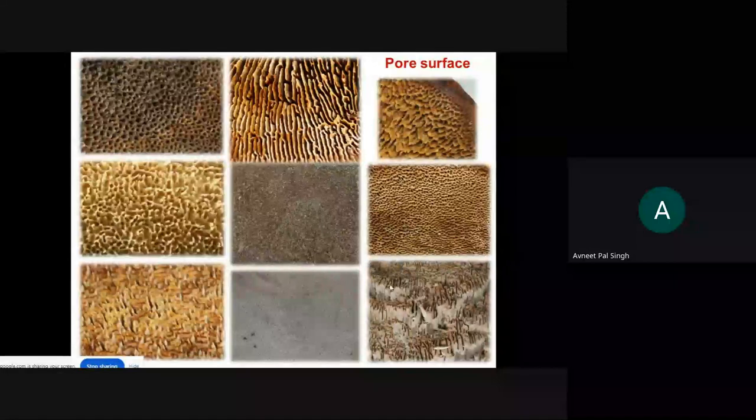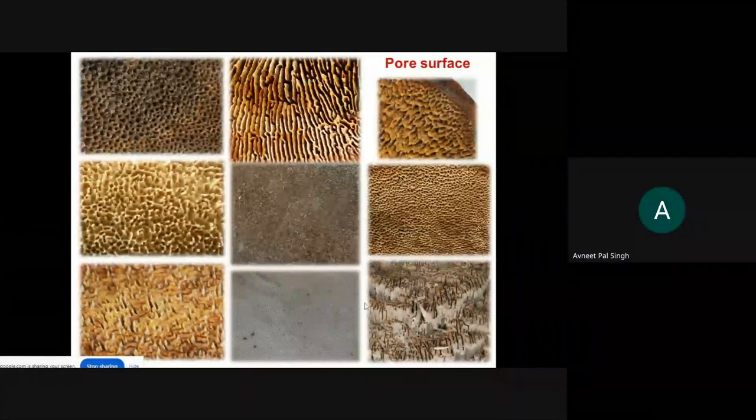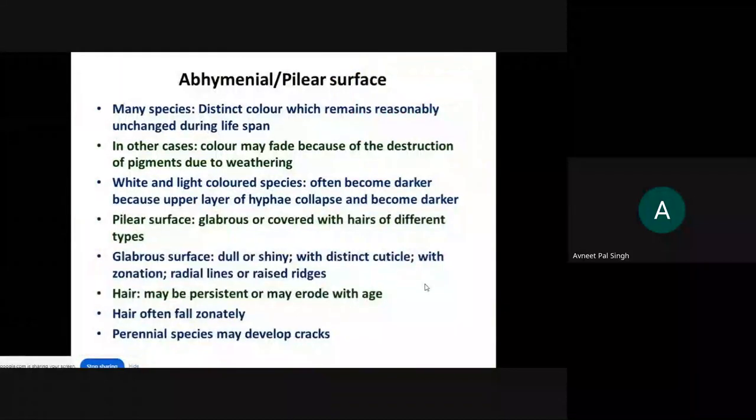Here you can see the pores, they give you a lot of variation as far as their nature is concerned. There is a splitting which is happening in case of pores. So these are the features which we need to look upon when we observe the pore surface. So these are the things which you see in case of hymenial surface.